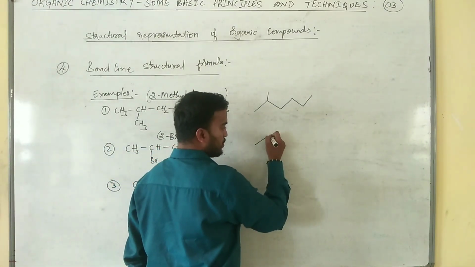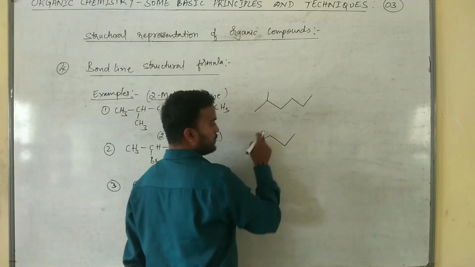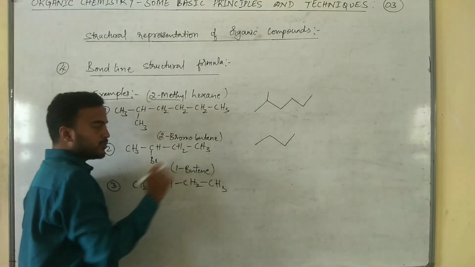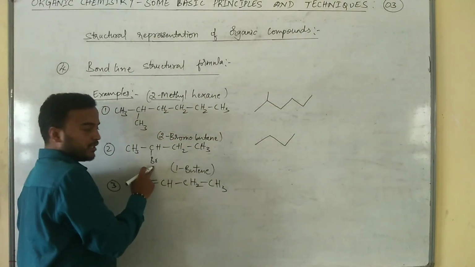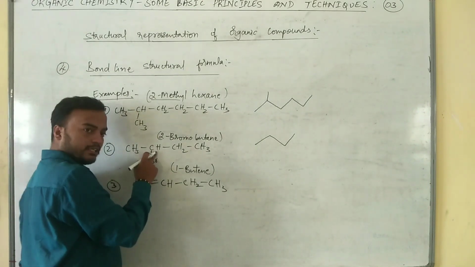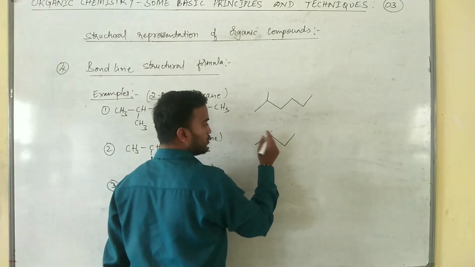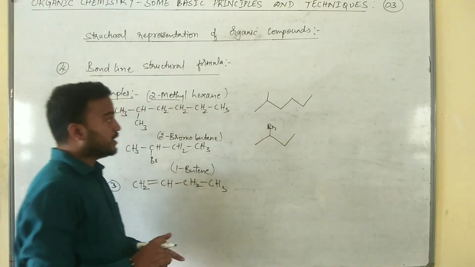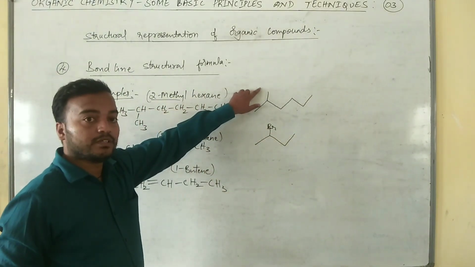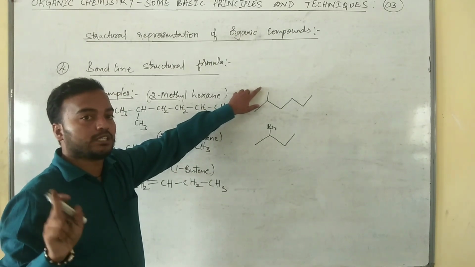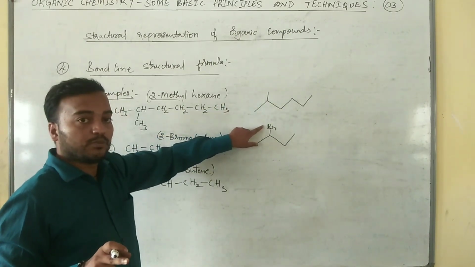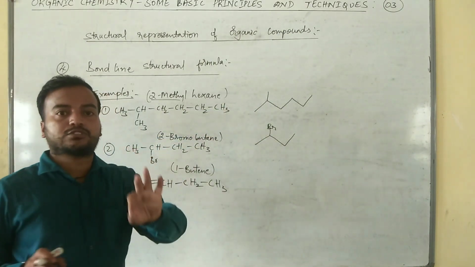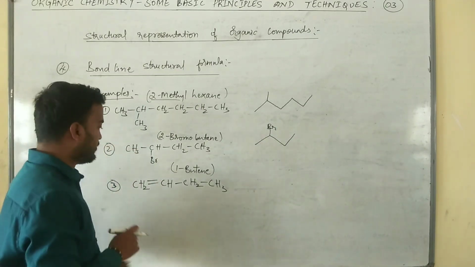1 2 3 4. Number of carbon atoms are 4. Bromine atom is attached to the second carbon atom. Here Br represents bromine. Here I did not write CH3 because that is not a hetero atom. But here Br must be written. Carbon and hydrogen aside, whatever remaining atom is given must be written.